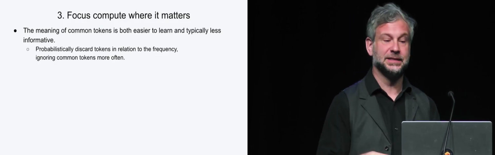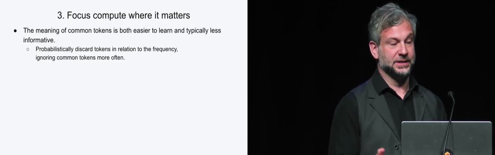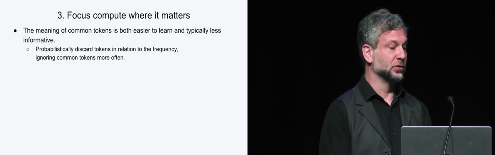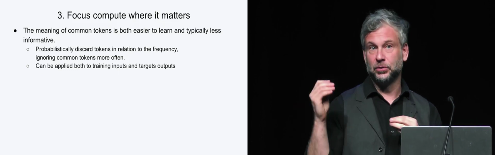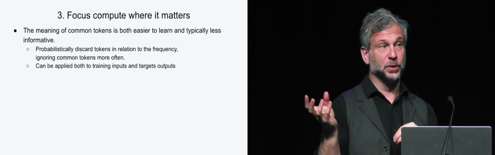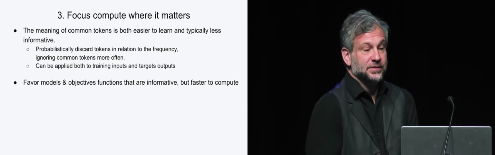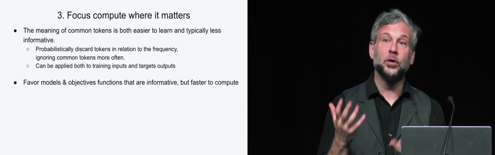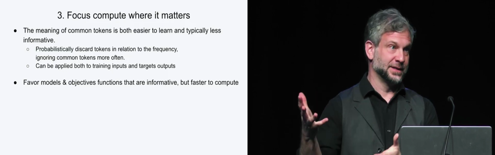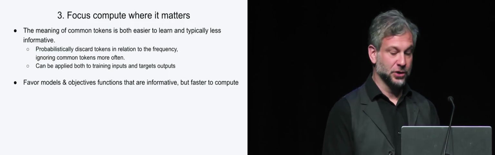So we would probabilistically discard tokens related to their frequency, ignoring common tokens more often. And you could apply that both to inputs and to targets. Another thing that we did was we found that favoring objectives and models that were informative for the ultimate task, but were faster to compute, was better.